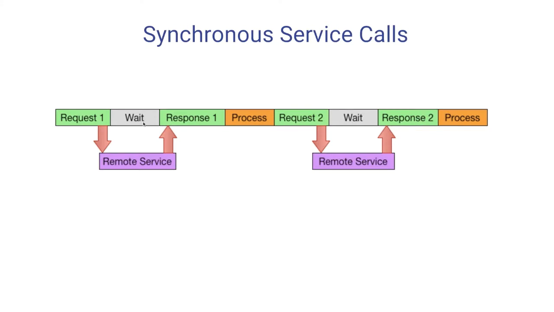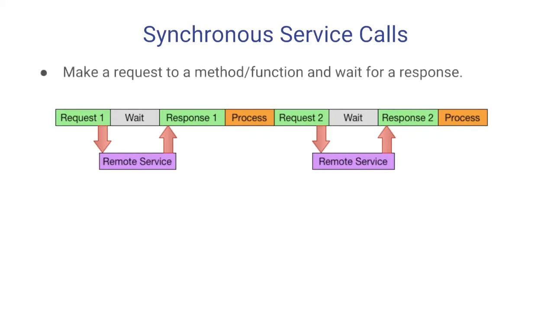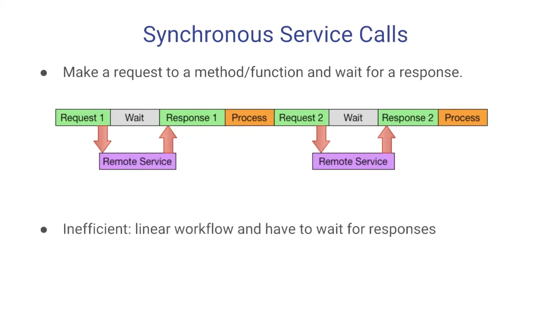So this process actually blocks twice, right? There's the first wait and then there's the second wait, both because of the remote service. The reason why this synchronous service call is not efficient is because it has to make a request to a method and then it has to wait for that response. So that is a resource that could be used to do other things. It's inefficient in a way that this is a linear workflow and each one of those requests has to wait for a response.